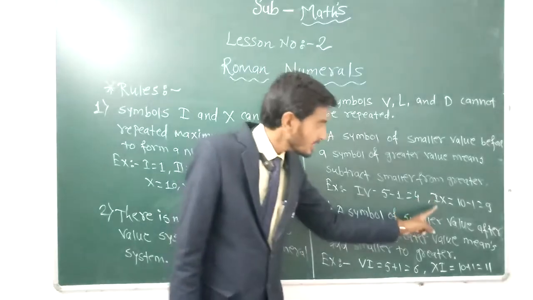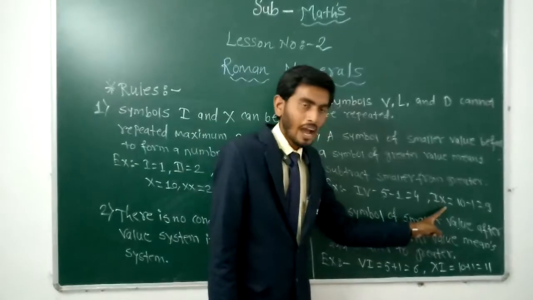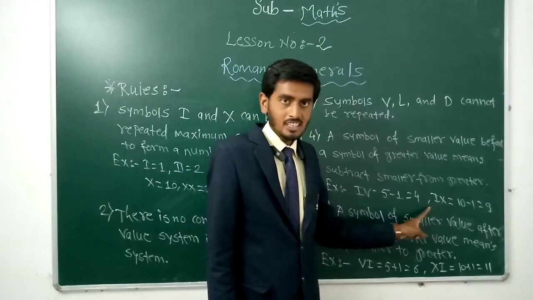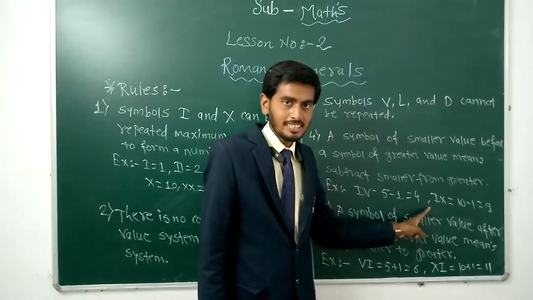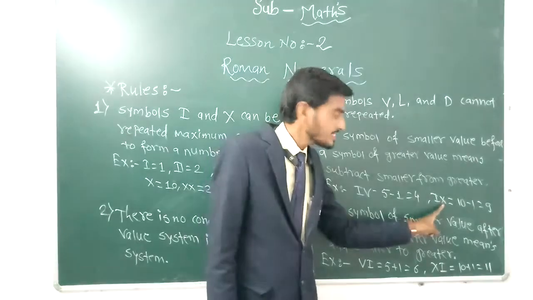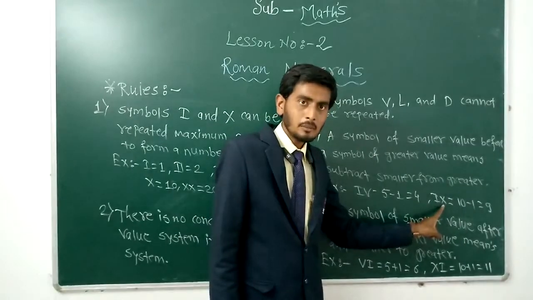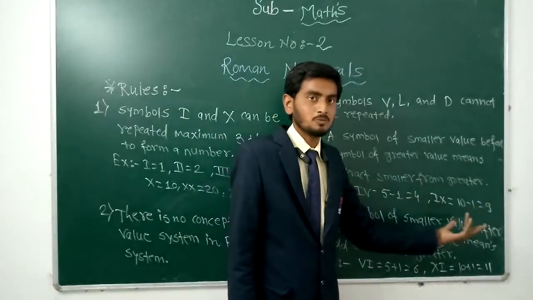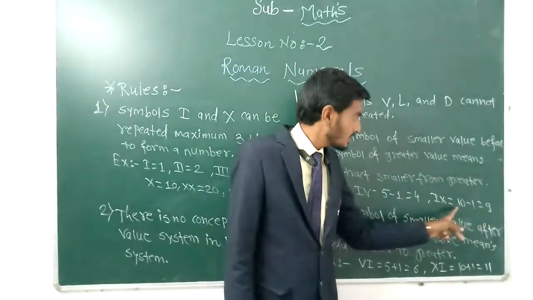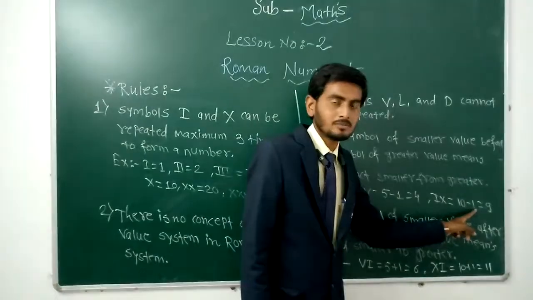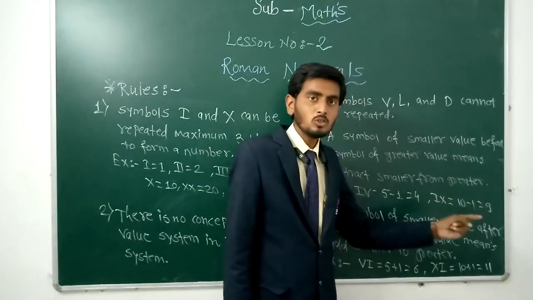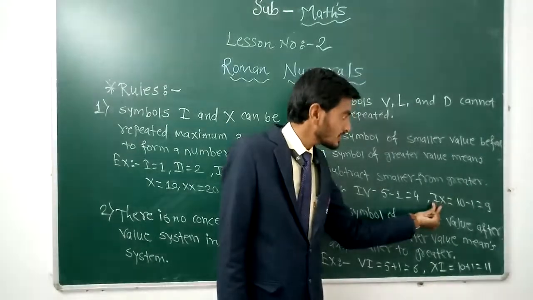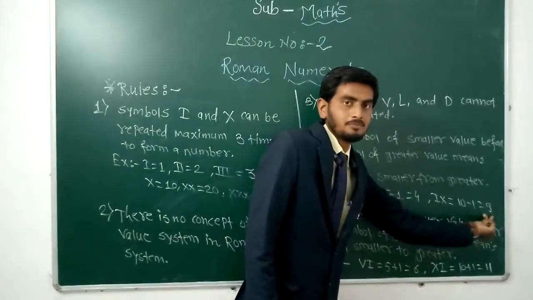Like that, a second example, IX. I is smaller and X is greater. I is 1 and X is 10, and the smaller value is just before the greater value. So 10 minus 1, we subtract the smaller value from the greater value, is equal to 9. So IX represents 9.